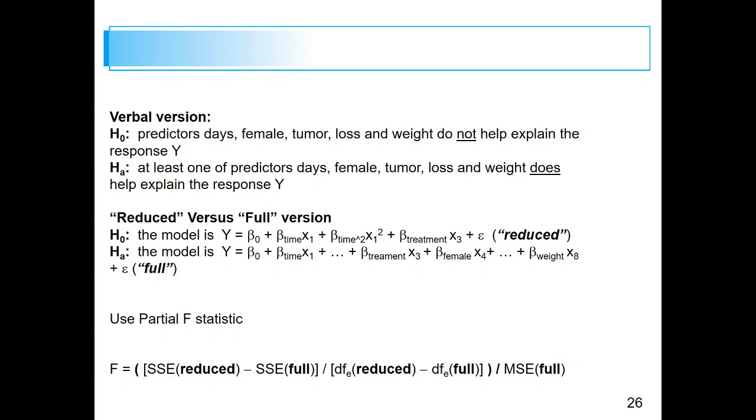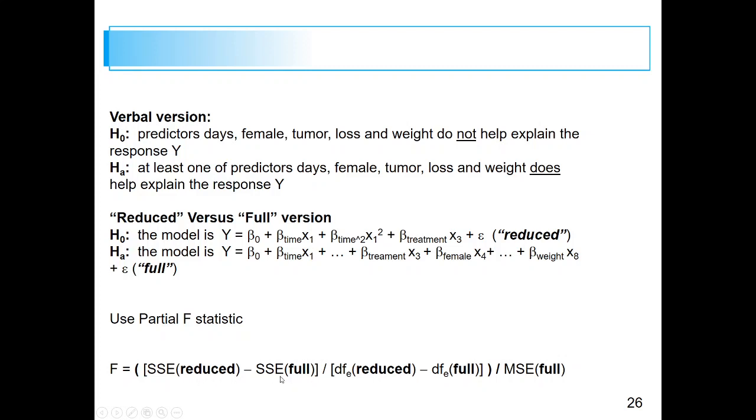If you like more symbols, you can say the reduced model is beta naught plus beta time x1 plus beta time squared x1 squared, and so forth. That's a reduced model. There's only 3 predictors. And the full model, I had all 8 of them. And I'm going to use the partial F statistic. I'm going to use this over again, so keep it in the back of your mind.